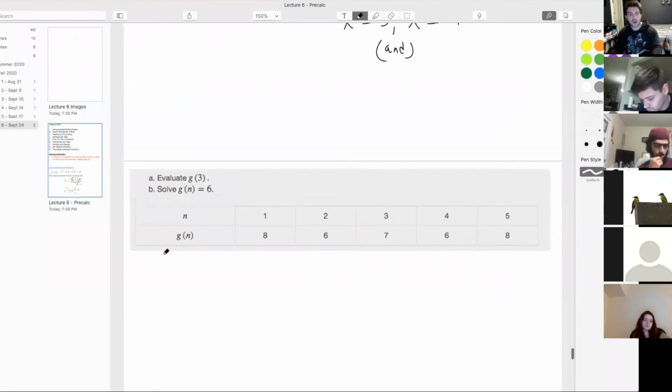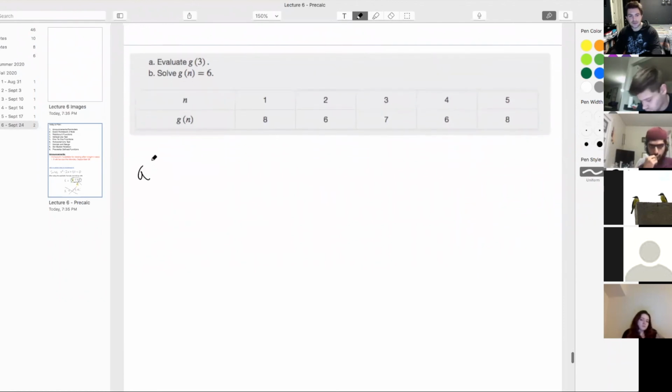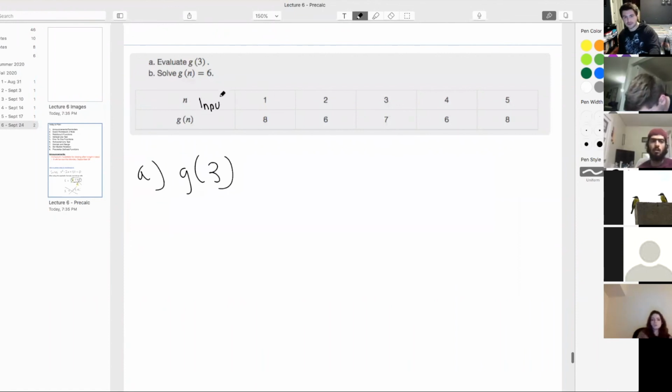Okay. All right, so we can do the same thing in a table. So evaluate g of 3. The top row are our inputs, and the bottom row are the outputs. So we want to see the output associated to 3. So we go to the input 3, and we see that the output associated to it was 7.